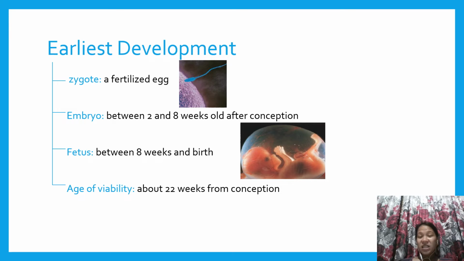For the earliest development of the fetus, first is the zygote, the fertilized egg. Next is the embryo, between 2 and 8 weeks after conception. Next is the fetus, between 8 weeks and birth. Lastly is the age of viability, about 22 weeks from conception.